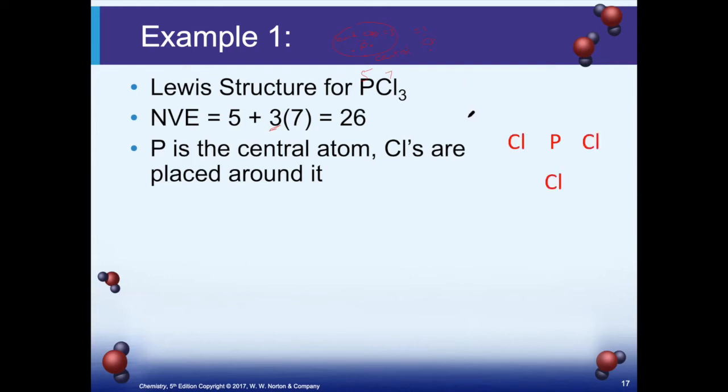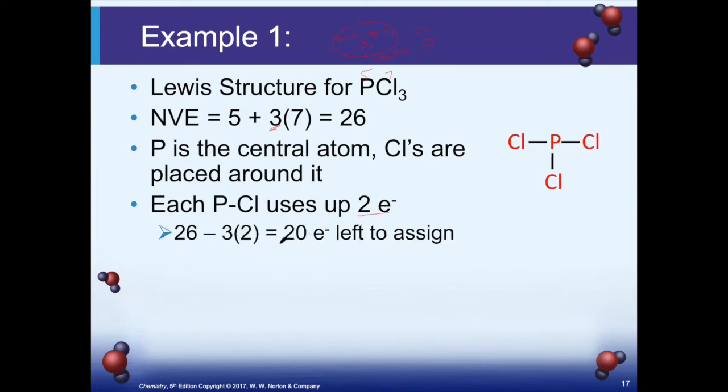Now the next thing that we're going to do is start using up some of these 26 electrons. The first thing we're going to do is connect all those together with single bonds. Each one of those uses up 2 electrons, and there's 3 of them. So that's a total of 6 electrons that I've used up doing that. So now I have 20 electrons left over, because I used up 6 electrons with these 3 bonds.